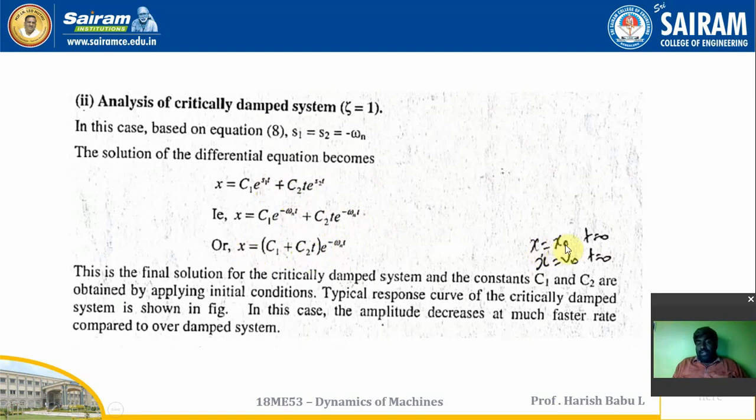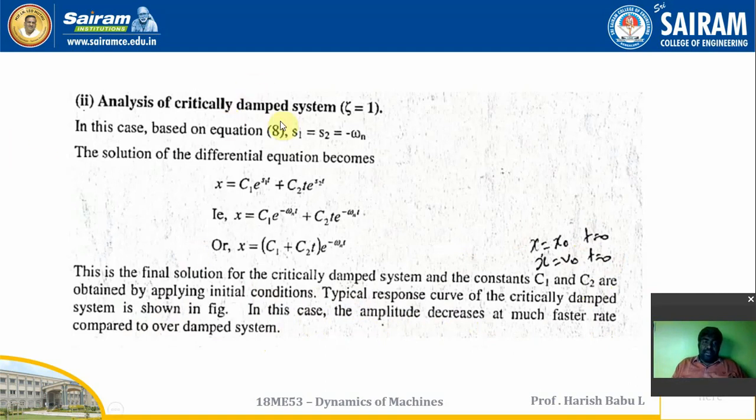The conditions are x equals x naught at t equals 0, and x dot equals v naught at t equals 0. This is the final solution for a critically damped system, and constants C1 and C2 are obtained by applying these conditions. The typical response curve is shown in the next slide. In this case, the amplitude decreases at a faster rate compared to the overdamped system. Overdamped and critically damped systems won't produce a periodic motion completely. Whereas an overdamped system takes a lot of time to come to 0, a critically damped system comes to 0 in a shorter time.